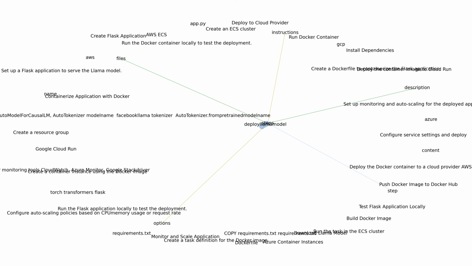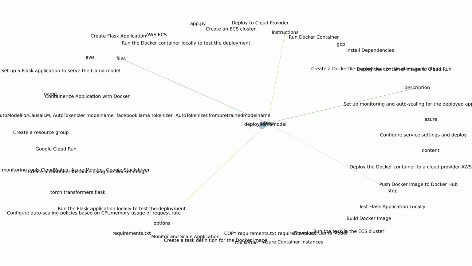Step: Run Docker container. Description: Run the Docker container locally to test the deployment. Start a Docker container using the built image and verify that the Flask application operates correctly within the Docker environment. Instructions: Send a POST request to http://localhost:5000/generate with JSON data. Prompt: your prompt here.